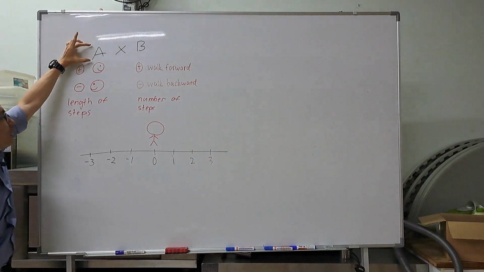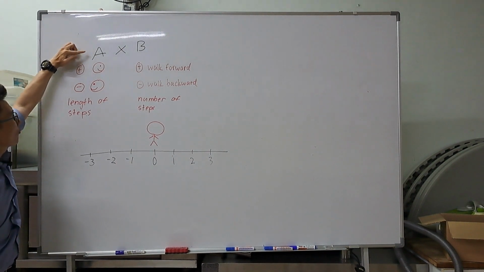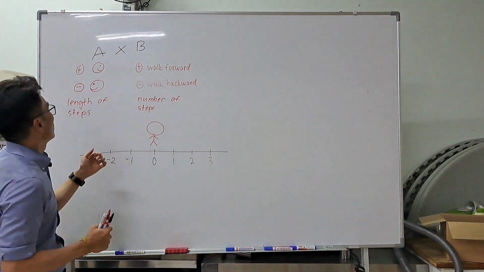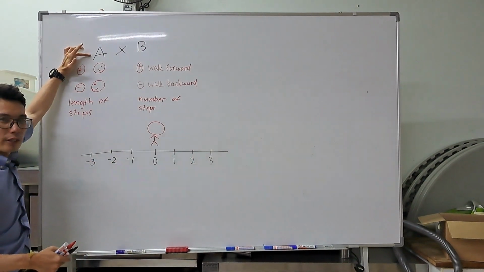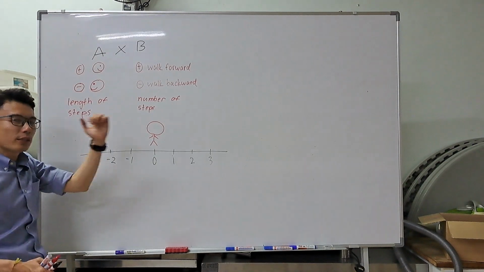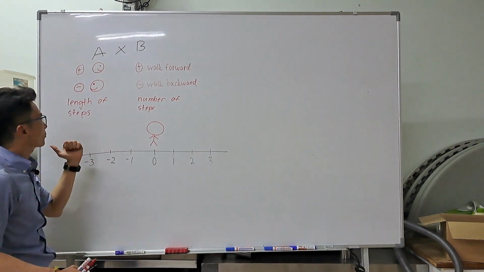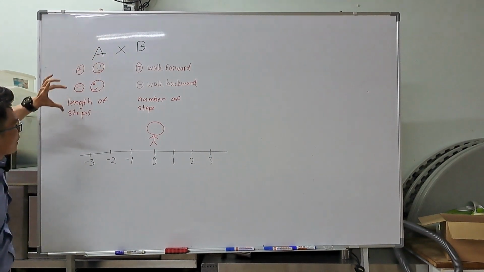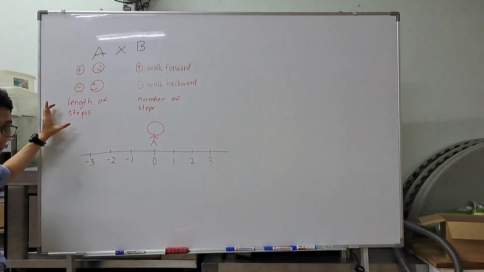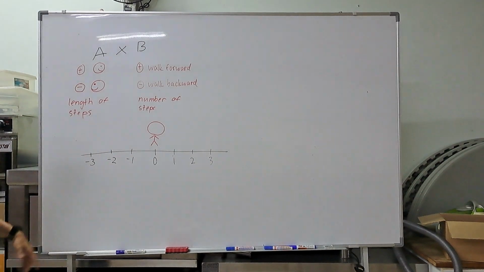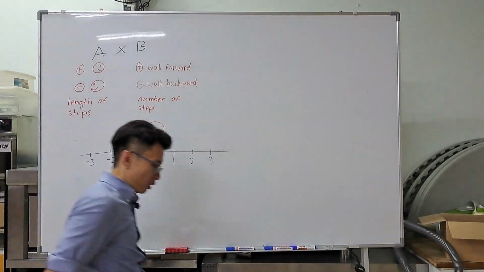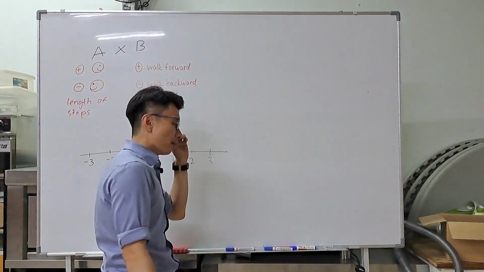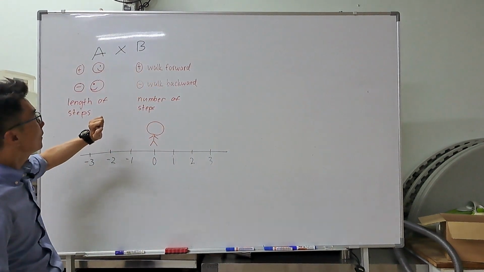If this value of a is positive, you are facing right hand side. If this value of a is negative, you'll be facing the left hand side. This a also represents the length of steps, like how big are you taking your steps? That is what I mean by the length of steps. I'll explain more as we go further.